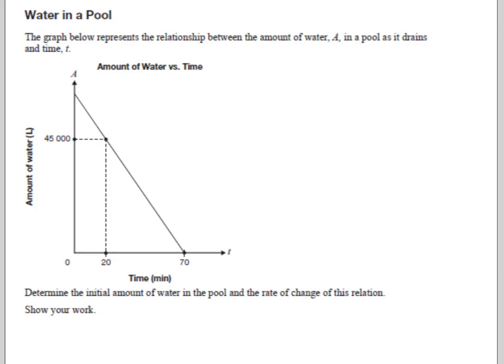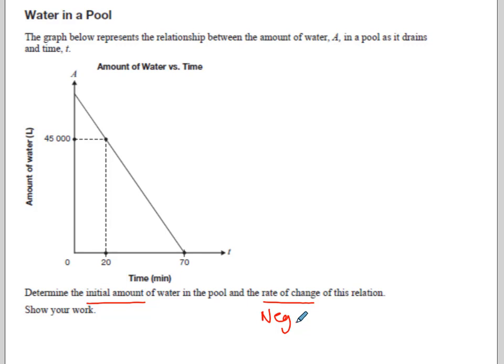Okay, last one. The graph below represents the relationship between the amount of water, A, in a pool as it drains, and time T. The first thing I do when I see a question like this is fill in some missing information to help it look a little easier. So determine the initial amount, so there's the y-intercept, and the rate of change, so there's the slope. Right away when I look at that graph, I know my slope is negative because it's going down from left to right.